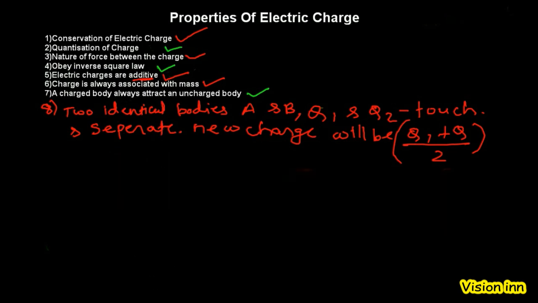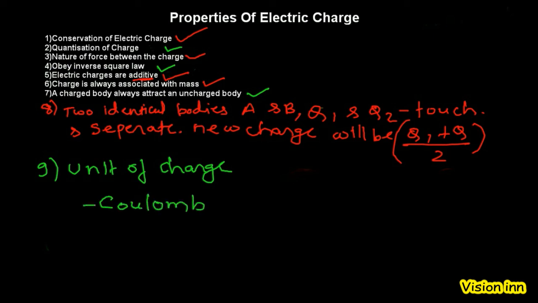One more thing I'd like to add over here is the unit of charge. What is the unit of charge? The unit of charge is the coulomb. This is the SI unit of charge, and the CGS unit of charge is the stat coulomb. So we have finished with the properties of electric charge.